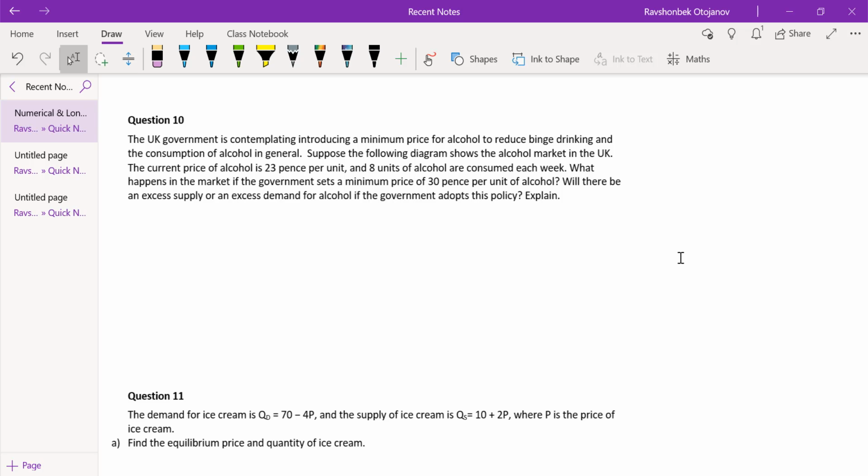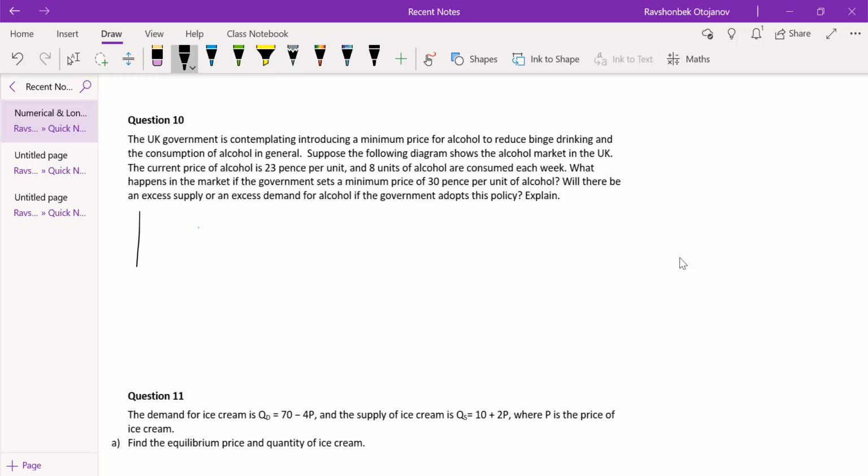The UK government is contemplating introducing a minimum price for alcohol to reduce binge drinking and the consumption of alcohol in general. Suppose the following diagram shows the alcohol market in the UK. So it seems the diagram is missing here. In that case, we need to draw it.